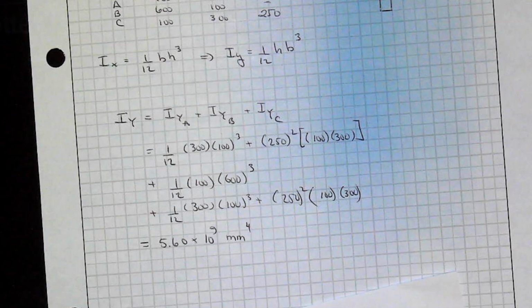But let's look at B now. B is aligned with this axis, so that'll make it real easy. Relative to height base cubed, we have 1/12. The height of this is 100. The base of this, which will be cubed, is 600. And then here's part C, just repeated from A. Use a calculator to add it all up. You get 5.6 times 10 to the 9th millimeters to the 4th. And that problem's all done.